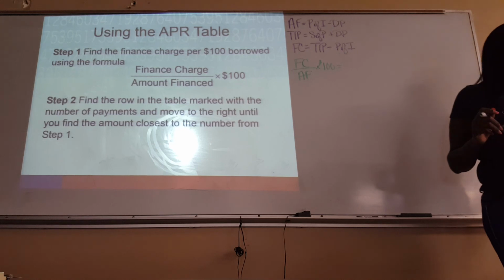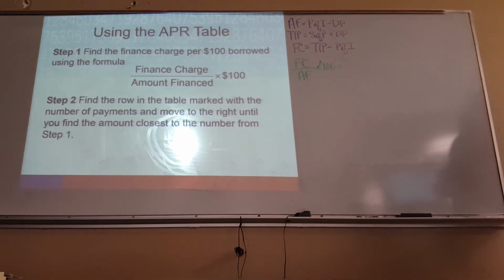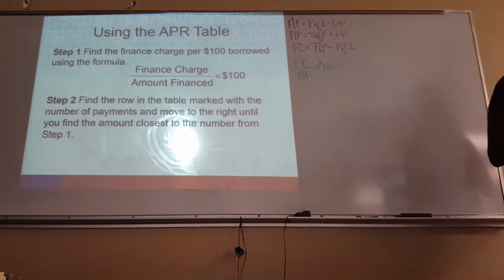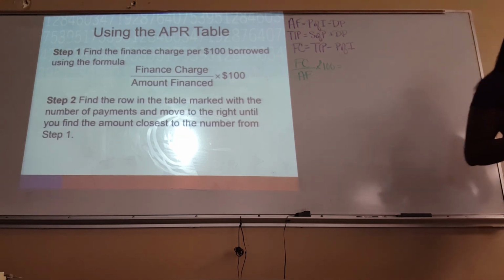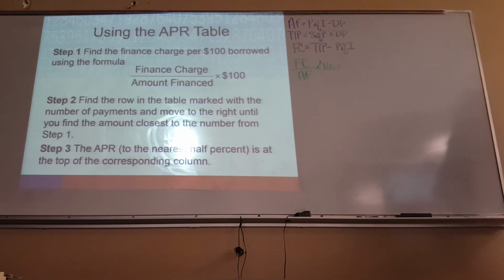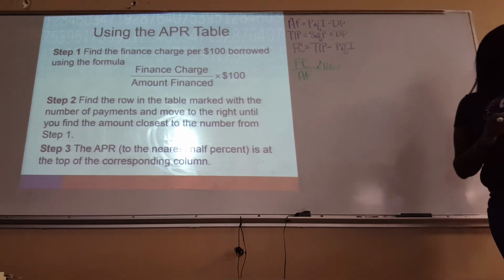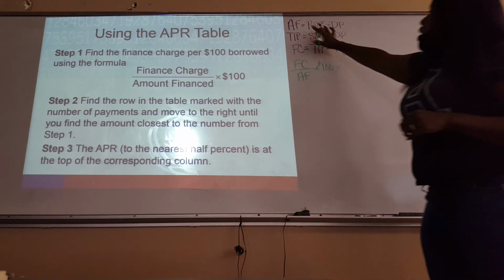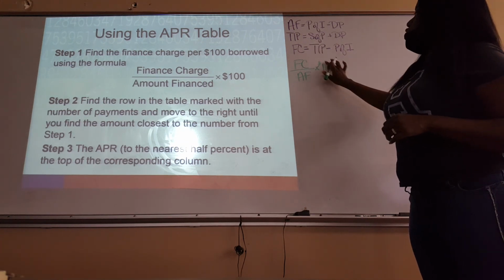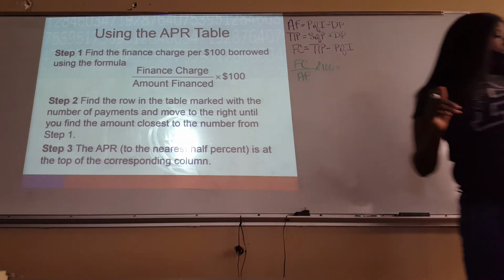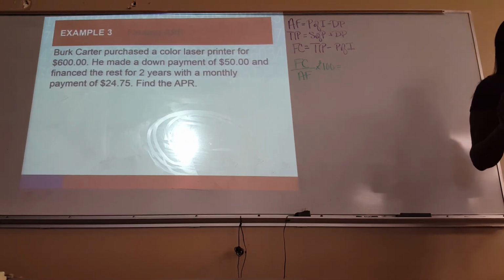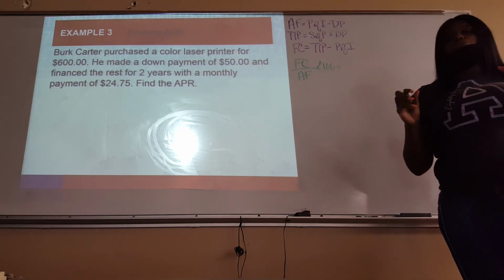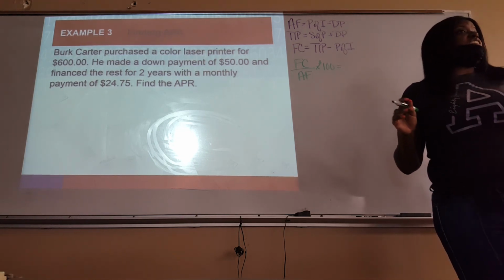Step 2, we're going to find the row in the table marked with the number of payments and move to the right until you find the amount closest to the number from step 1. And step 3, the APR is at the top of the corresponding column. So this is the information you need to know about finance and finance charge to use this equation. So let's do an example, and then that will conclude this portion.